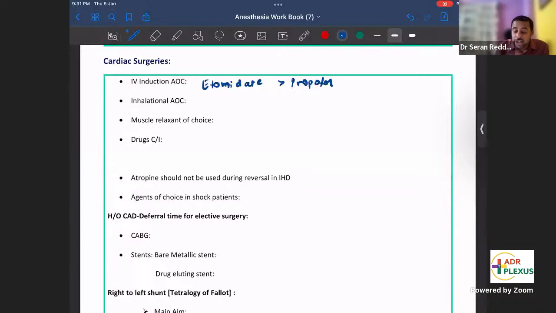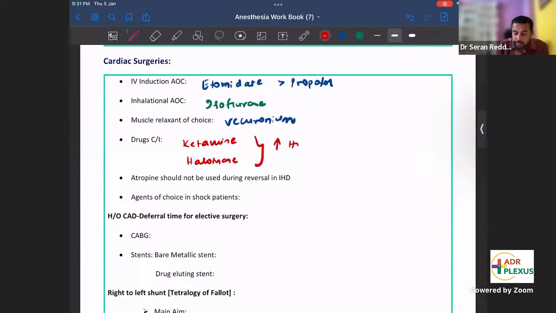Then, what is the inhalational agent of choice? It is isoflurane, because it causes the least decrease in cardiac output. The muscle relaxant of choice is vecuronium. And what drugs are contraindicated? Ketamine and halothane are contraindicated, because they stimulate the sympathetic system and cause an increase in heart rate and blood pressure. And remember, atropine should not be used during reversal in ischemic heart disease.